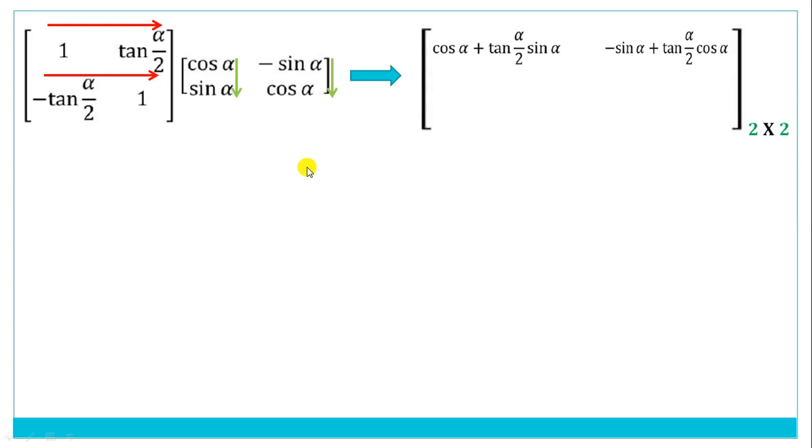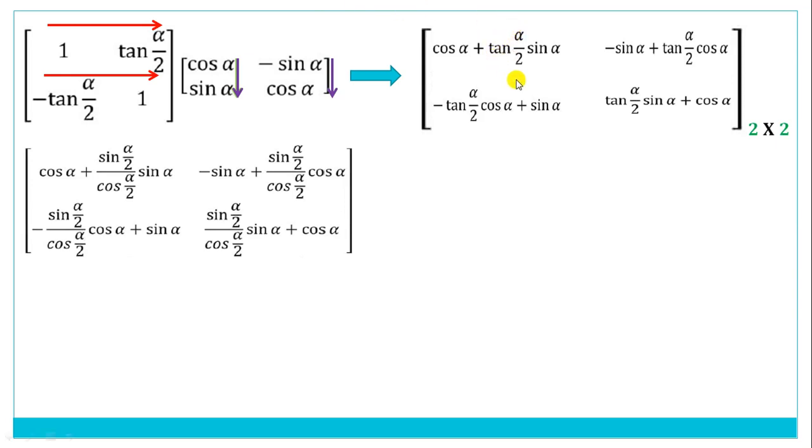Now the second row when multiplied with the first column will give us this element, and the second row multiplied with the second column will give us this element. And now here things get tricky.